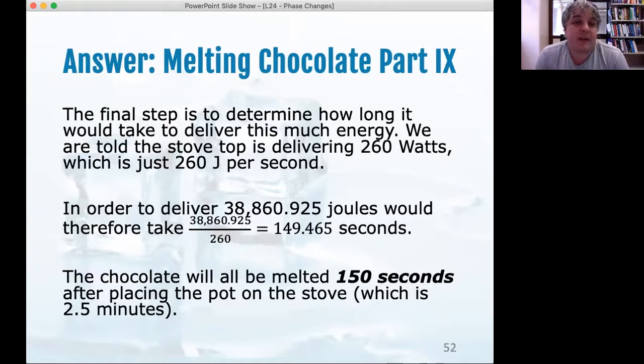But the question, of course, was asking how long it would take for this to occur. We are told that the stovetop is delivering 260 joules per second. We just said that we need 38,860 joules in total. So if we have 38,860 joules and it takes 260 joules per second from the stovetop, that is going to take us 149.465 seconds, or 150 seconds, which is 2.5 minutes from turning it on to having that melted chocolate and the pot and milk and everything all being at the same temperature. So that is the answer to the question.